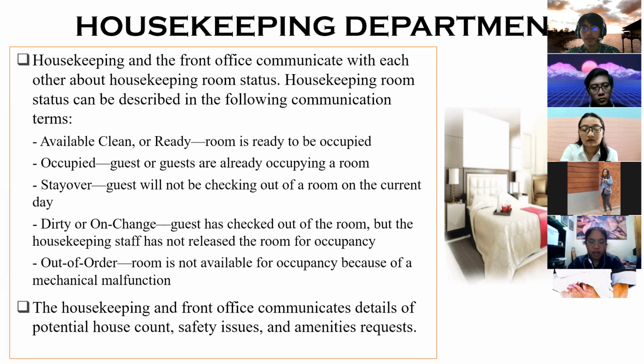The housekeeping and front office also communicate details of potential house count. House count is a report on the number of guests registered with the hotel. The housekeeping and front office also communicate details of safety issues and amenities requests such as personal toiletries like shampoo, toothpaste, mouthwash, and electrical appliances.